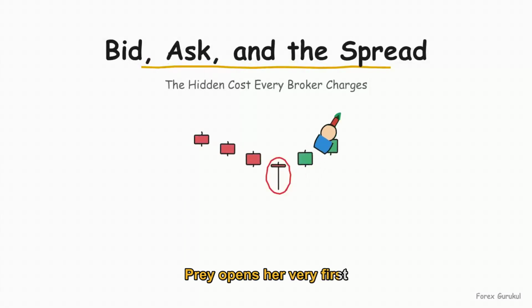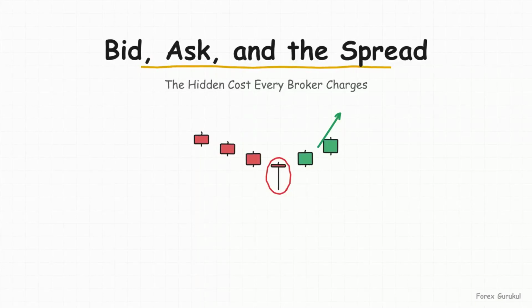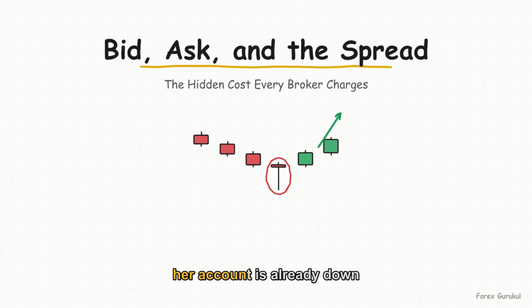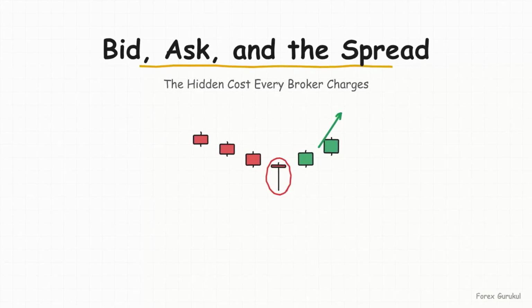Priya opens her very first trade, EUR/USD, one standard lot, buy at the market. She hits confirm, and before the candle even ticks, before the market moves a single pip, her account is already down $12. No commission, the broker's homepage promised. She checks the platform for a glitch.